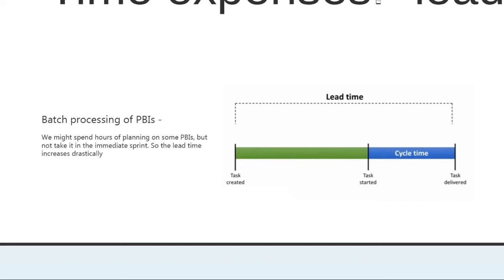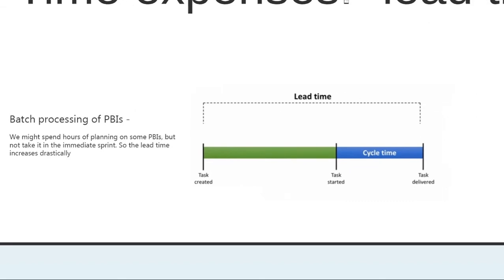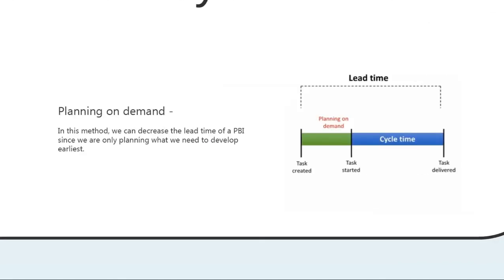In such a situation, those PBIs which are not taken to the immediate sprint have a very high lead time, much higher than other PBIs. But if we use the planning on demand method, we can plan only the PBIs that we are immediately planning on doing next. In this method, we can decrease the gap between lead time and cycle time as much as possible, rather than using batch processing of PBIs when we are planning. So these are some of the Scrum drawbacks that we have faced even in our own projects, and most Scrum teams are facing them.